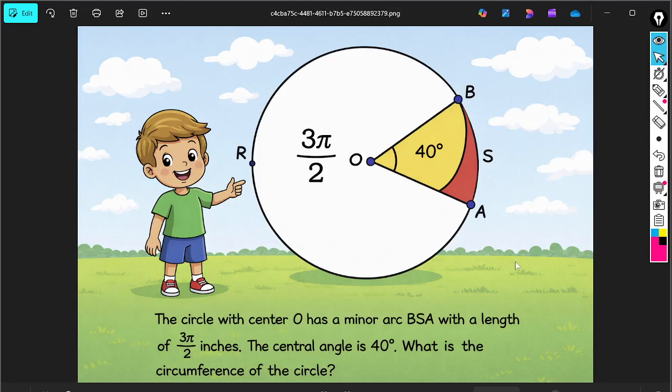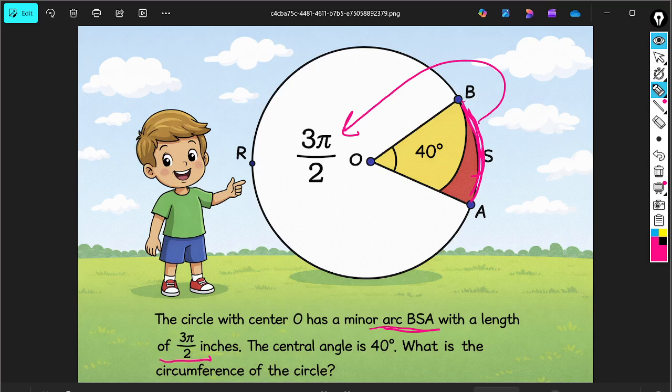In this question, we will find the circumference of the circle if we know that the circle with a center O has a minor arc. Here is the minor arc, which is BSA, with the length of 3 pi over 2 inches. So here is the length of the minor arc.